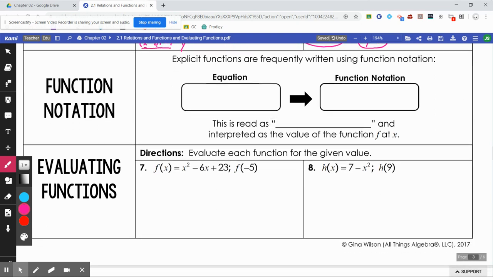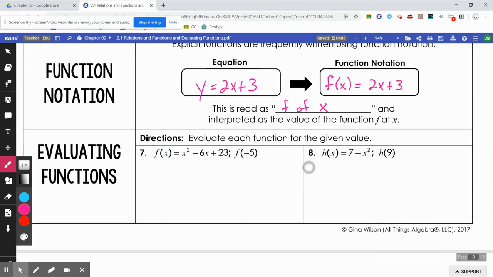Okay, now, explicit functions are frequently written in what's called function notation. Here's an example. I know that y equals 2x plus 3 is a function because it's a line. If something is a function, instead of writing y equals, we can write f of x equals that same thing. Y and f of x are the same thing. Now, f of x does not mean f times x. This is read as f of x and interpreted as the value of the function f at x.